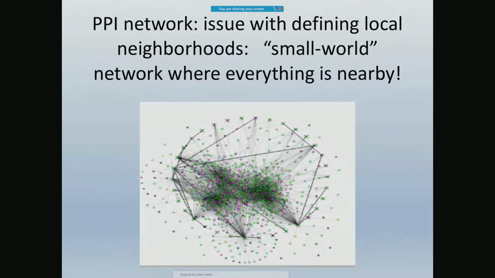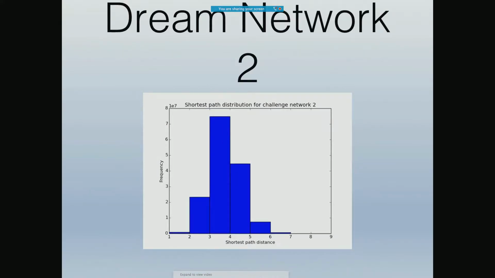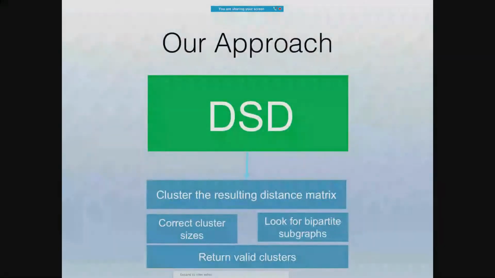And in fact, if you look at the histogram of all the shortest path distances in, say, network 1, you can see that just about everything is distance 2 or 3 apart. So how can I talk about a local neighborhood when I look beyond my direct neighbors, I get basically the whole network? And if you look at the distributions on the other networks, we get something kind of similar.